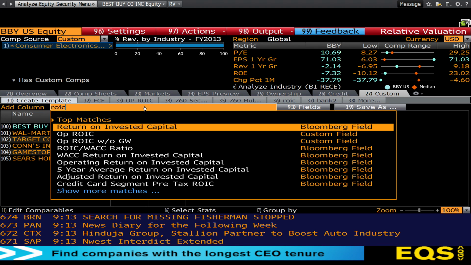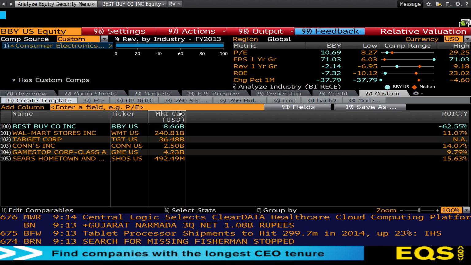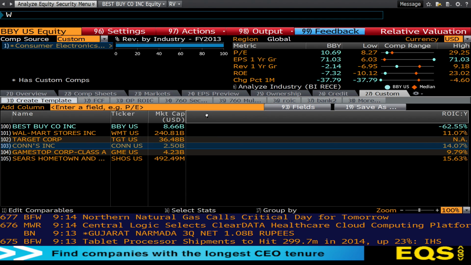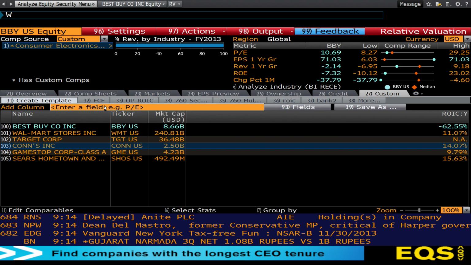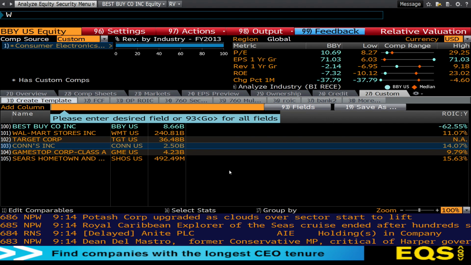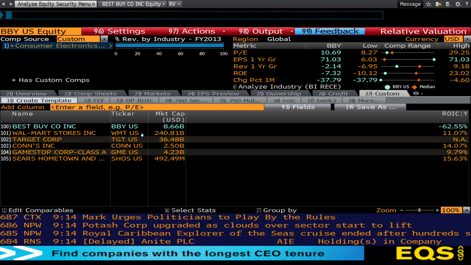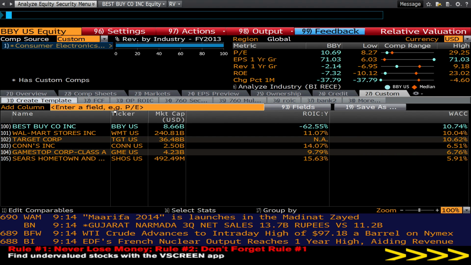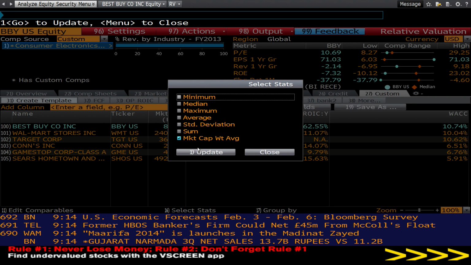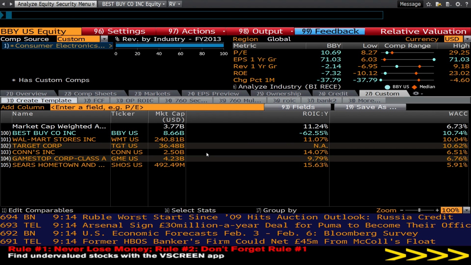And I'll quickly add the ROIC for the latest year. And I'll add the WACC. Should type in the middle of the screen. WACC. All right. All sorts of problems today. WACC. Hit enter. Select stats. Market cap weighted average. So it weights it based on size. And what we can see is we quickly have an industry ROIC based on latest filings.